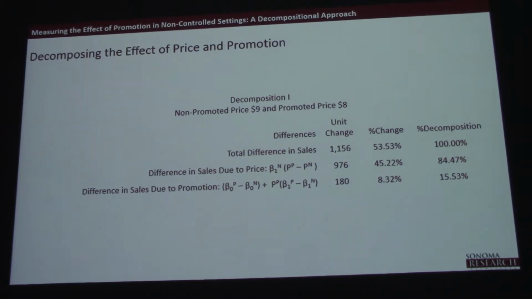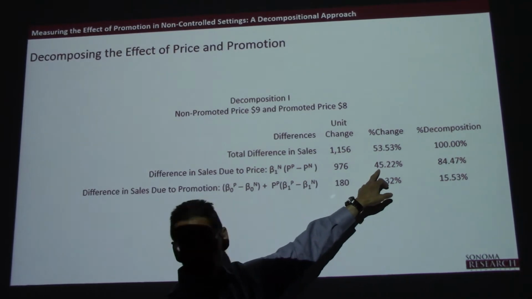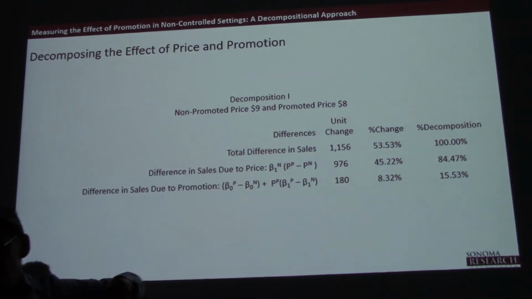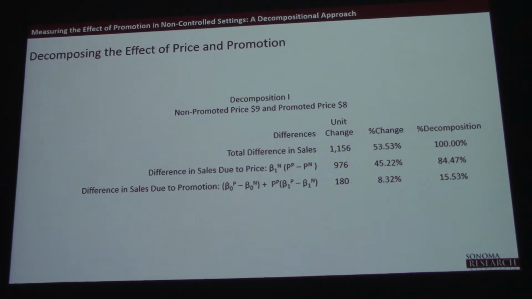So again, imagine going to marketing and saying, you know, the promotional lift is 53%. That's pretty good. The problem is 45% of that 53% was due to the fact that you lowered price. The true promotional lift is only 8%. There's a big difference between a 53% lift and an 8% lift.